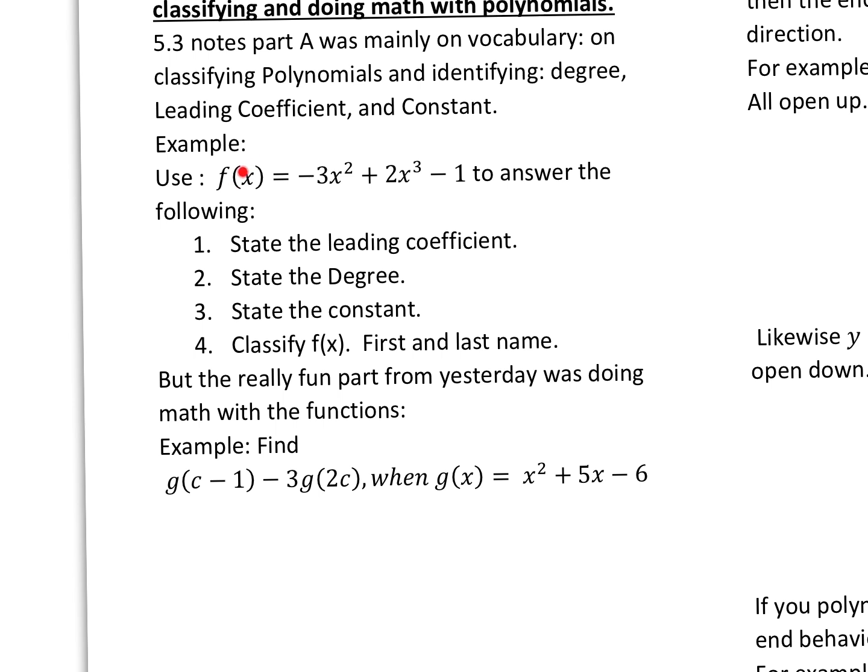Like, here's your f of x function, and they tell you state the leading coefficient, that'd be a -3. State the degree, that'd be the power of 3. State the constant, that'd be -1. Classify it, that'd be a cubic trinomial if you put it in order, right? And then they tell you, like, find g of c minus 1, take away 3g of 2c.